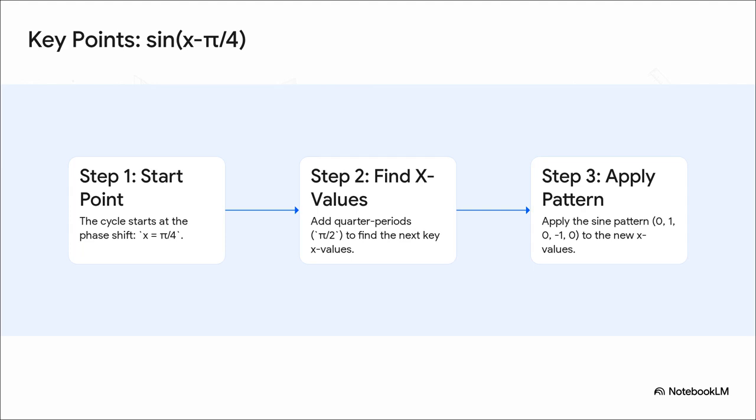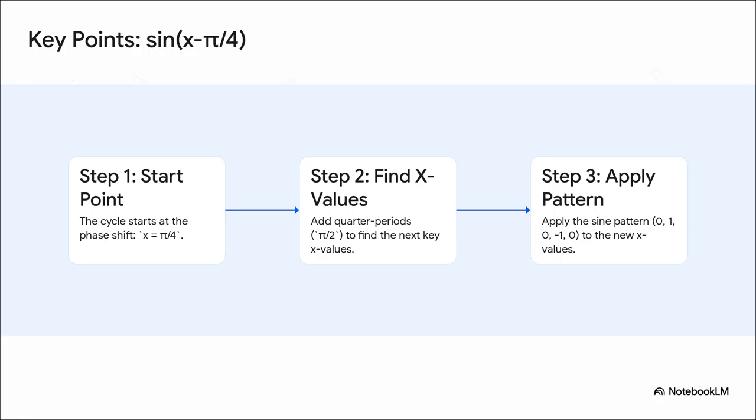Y equals sine x minus pi over 4. Step 1, where does our cycle begin? Well, that x minus pi over 4 tells us everything. It's a shift of pi over 4 to the right. So our new starting line is at x equals pi over 4.